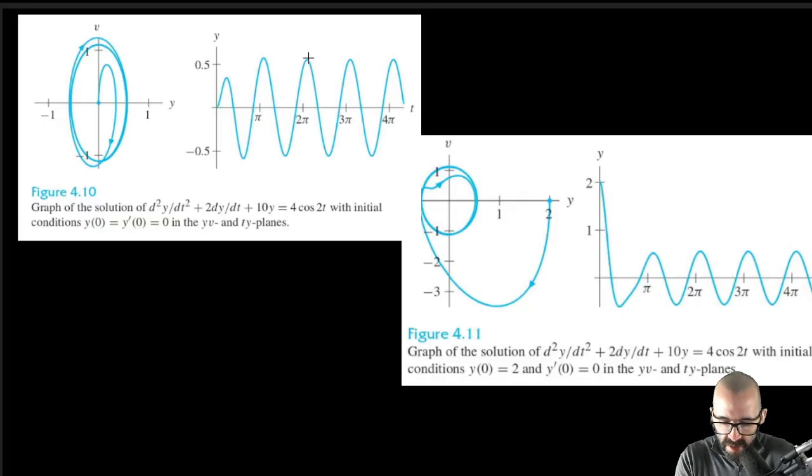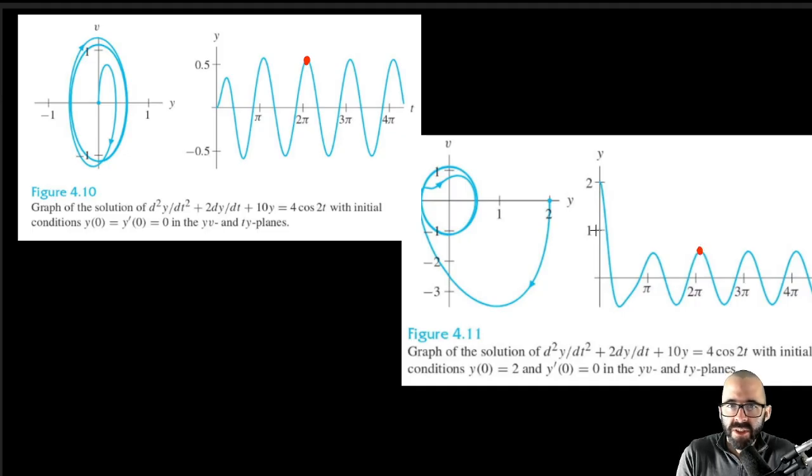Do you believe me? Let's look at this point. It's a little after 2 pi, and it's at an amplitude of a little bit more than 0.5. Look at this point. A little bit after 2 pi, and height, not amplitude. Well, in this case, they're the same. A little bit more than 0.5.